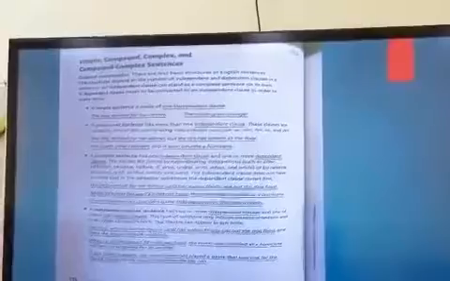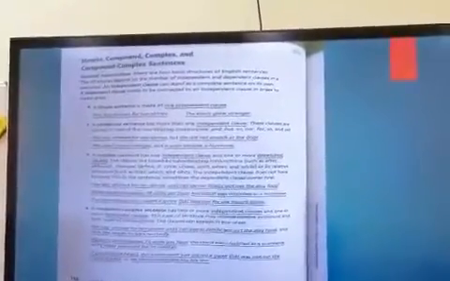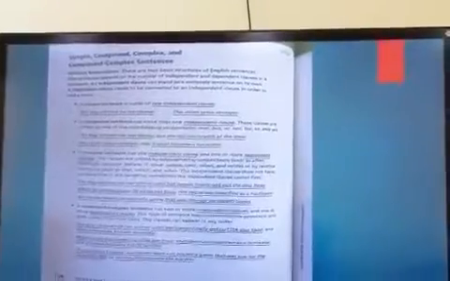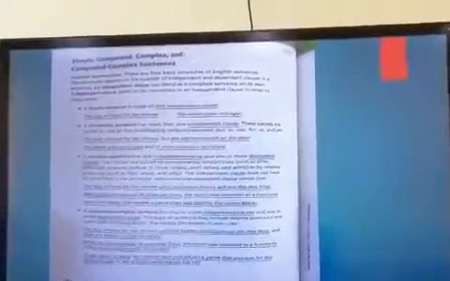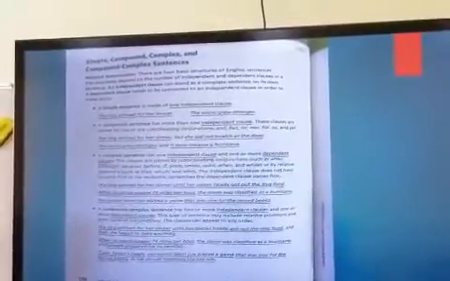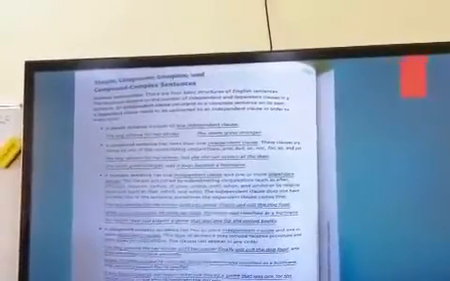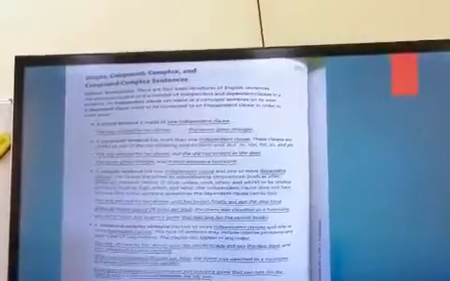The complex sentence contains one independent clause and one or more dependent clauses. A dependent clause is one that cannot stand alone and needs an independent clause so that it can give you a full thought or idea. The independent clause is the one which can stay alone. So you have one independent clause and one or more dependent clauses. These clauses are joined by subordinating conjunctions, such as after, although, before, because, if, since, unless, until, and so on. So you should be familiar with them.